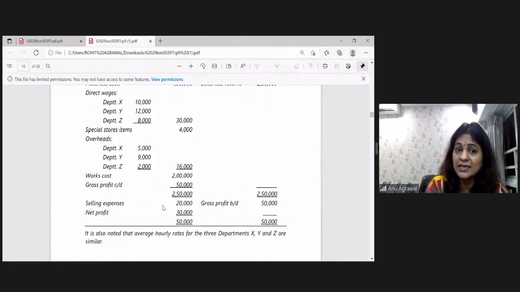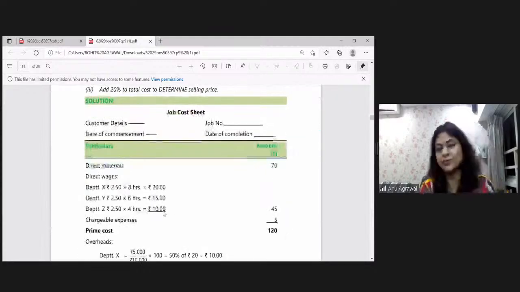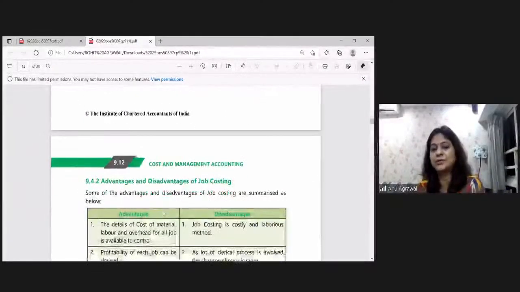Yes, there is selling expense also. Now selling expense, they established a relationship with the works cost. Yes, once we established it, it was easier for me to find out the cost of this particular job.